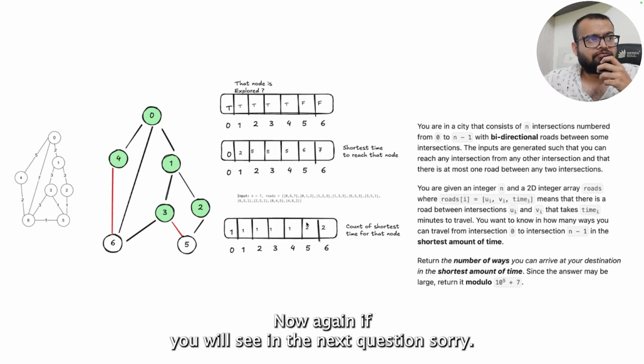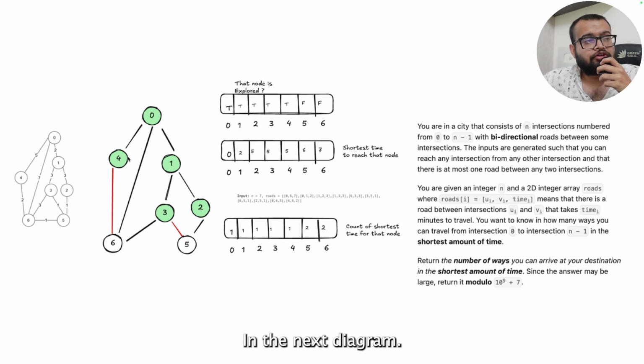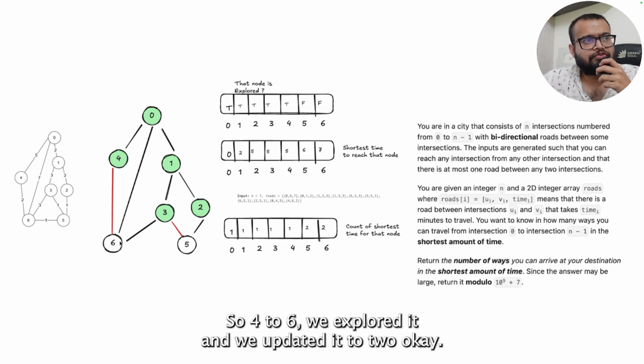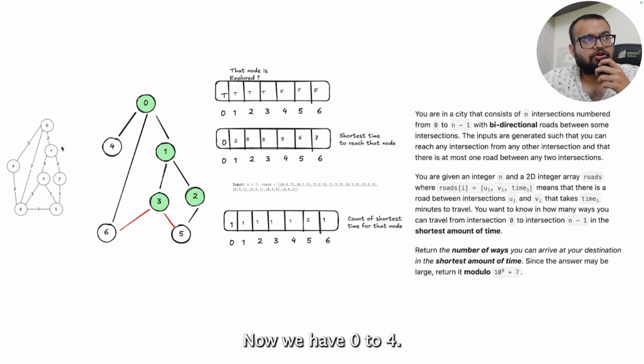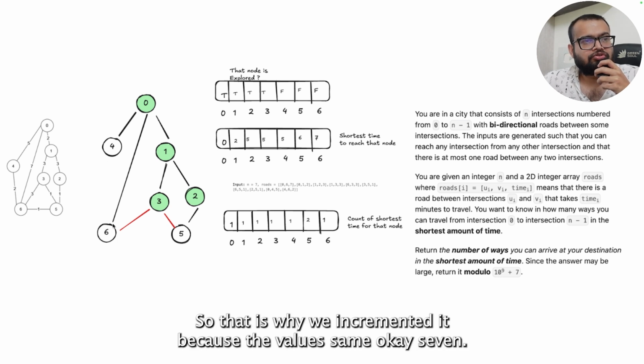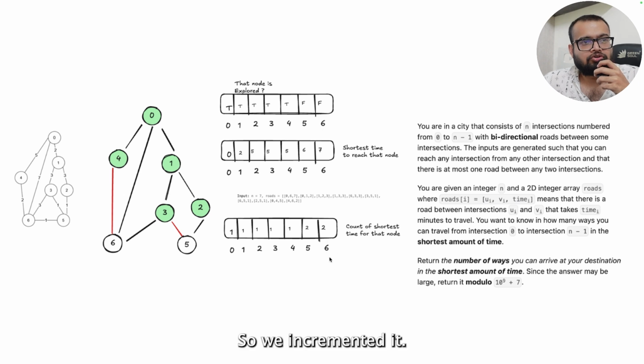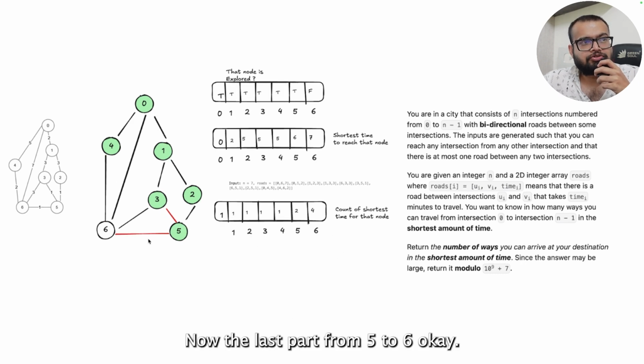Now again, in the next diagram, 4 to 6, we explored that and we updated it to 2, because earlier 0 to 6 we had a path where it was giving 7. Now we have 0 to 4, 4 to 6 is also giving 7, right? So that's why we incremented it, because the value is same, 7. So we incremented it.